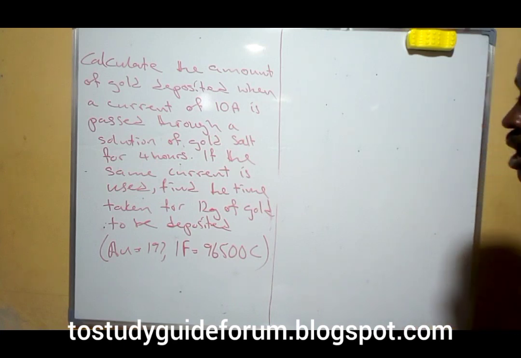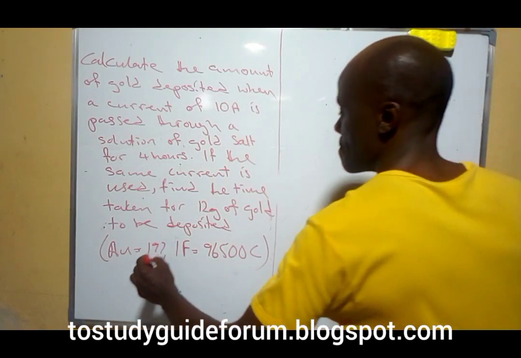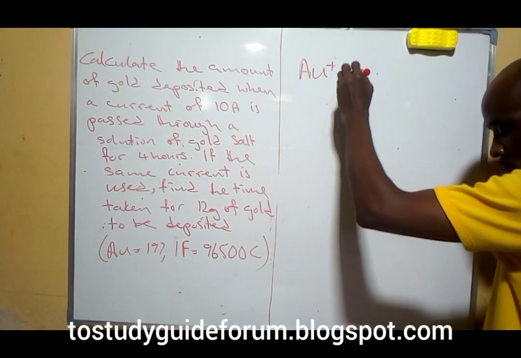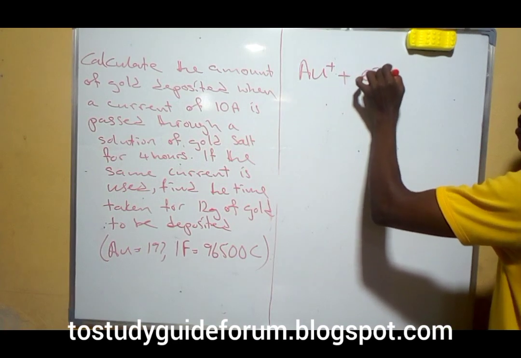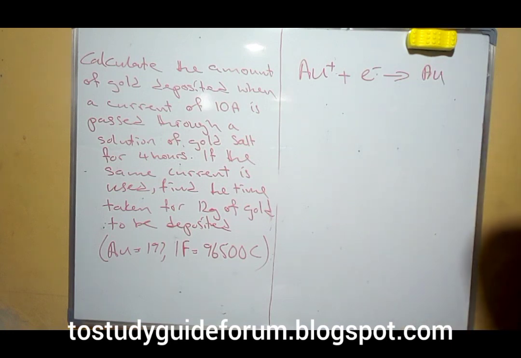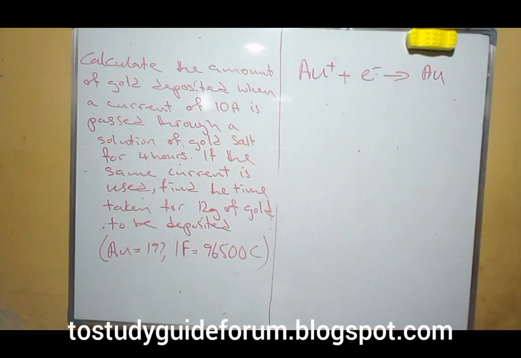Just like in gold, we know that gold is a univalent electron, and for the current to be discharged, gold will gain one electron to discharge gold metal.